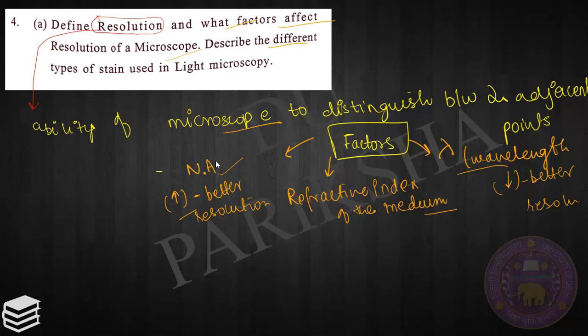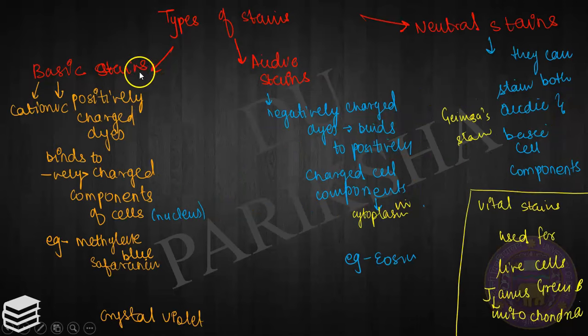Now describe the different types of stain used in light microscopy, depending upon the different components of the cell. There are different types. First one is basic stain. Basic stains are cationic. They carry a positive charge. They are positively charged dyes, which means they will bind to negatively charged components of the cell, like the nucleus that has RNA and DNA. Examples: methylene blue, safranin and crystal violet.